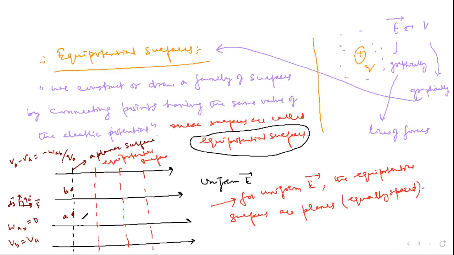If the density of equipotential surfaces is the same throughout, then field is uniform. So for uniform electric field, equipotential surfaces are planes equally spaced, and these planes are perpendicular to lines of force always. So I write perpendicular to lines of force.